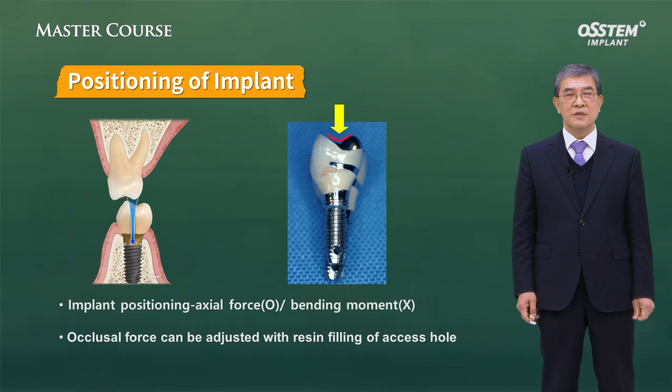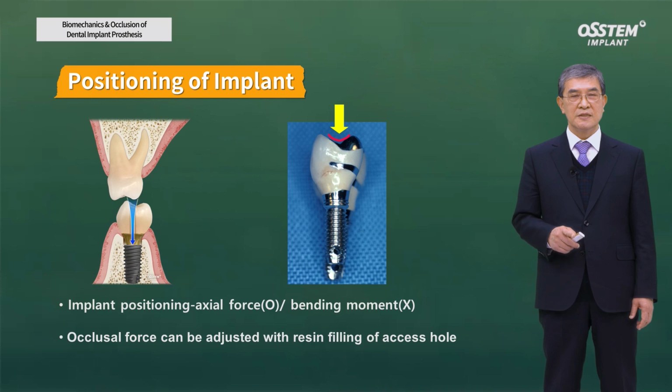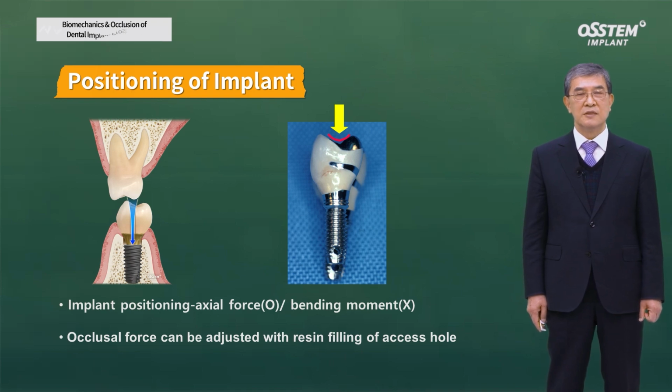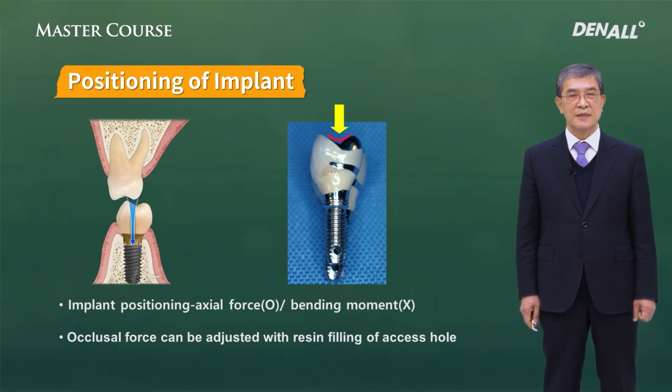Next is implant position. By implant position, the occlusal force transferred from the antagonist should be in axial force. Axial force should be applied. If you look at the implant, it can withstand the axial force, but it is very susceptible to lateral force. It is very vulnerable. Therefore, we need to find the right implant position so that axial force is applied by the antagonist.